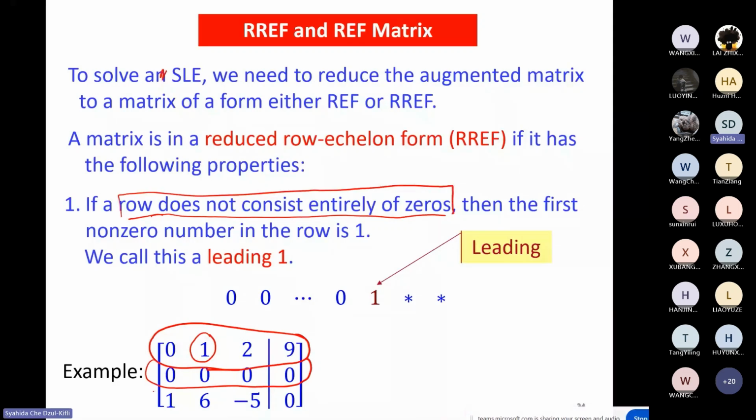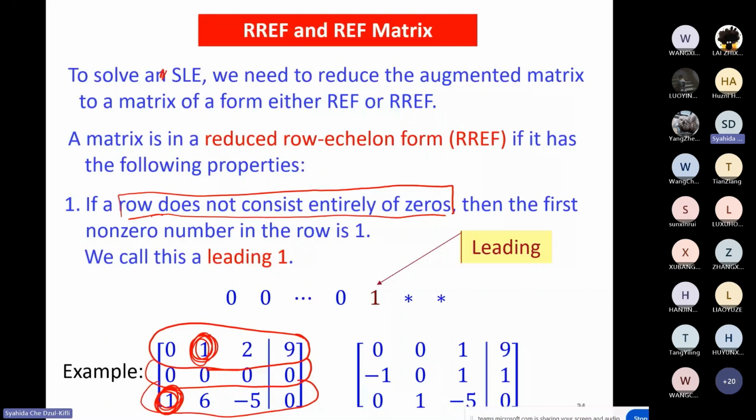And the third row, the first non-zero number is also 1. So this one and this one are the leading ones for the first and third rows. Is that clear? Yeah. Thank you.